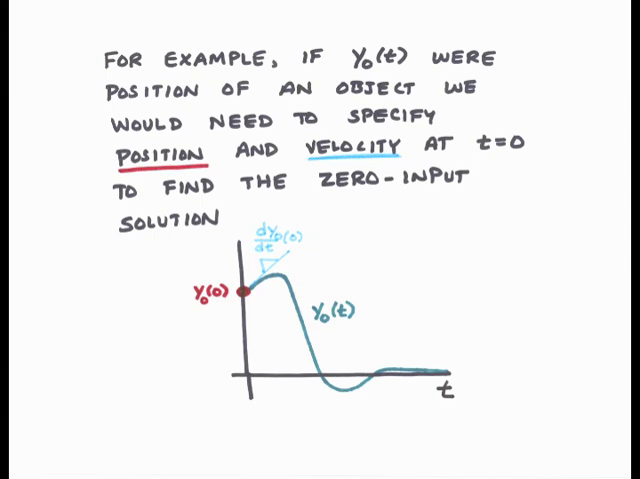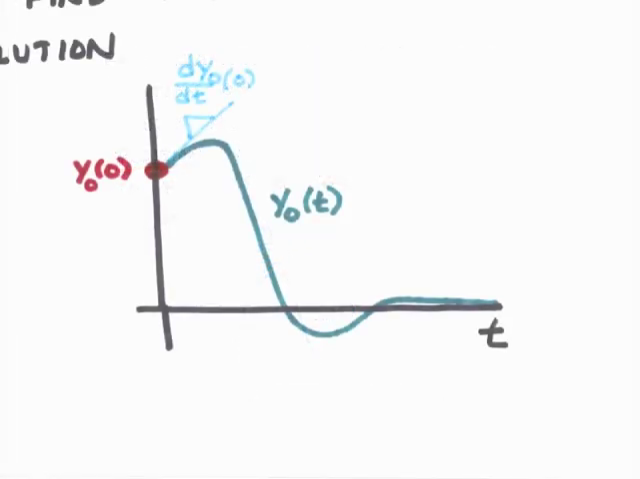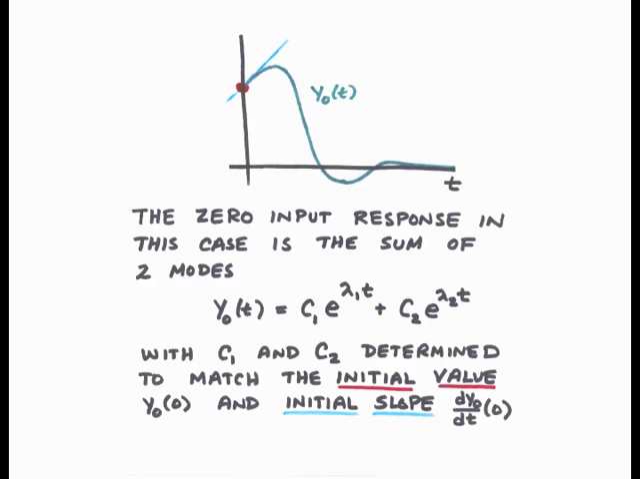This situation is illustrated graphically in the figure at the bottom of the page. We give y0 at time 0 and its slope, the velocity, at time 0. Given these two, the form of the solution, y0(t), will be determined. The zero-input response, in this case, will be the sum of the two modes, e^(λ1 t) and e^(λ2 t). These are combined together with the coefficients c1 and c2. c1 and c2 are determined so that the initial value of y0 and the initial slope, dy0/dt, match the prescribed conditions.